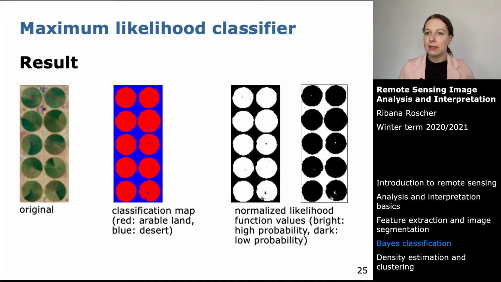So this would lead to the following result. As I showed you in the beginning, we took some training data, and we learned a model with it, and then you perform maximum likelihood classification. This would be the classification map, where red is the arable land and blue is the desert. And here are the normalized likelihood function values, which can be interpreted as probability. So bright means a high probability, and dark means a low probability.